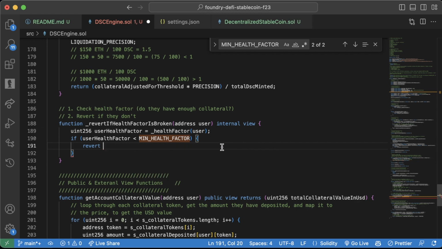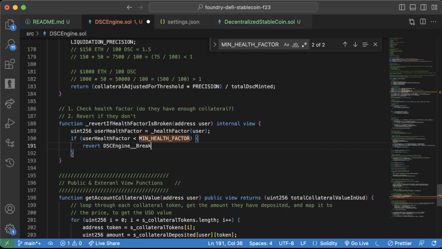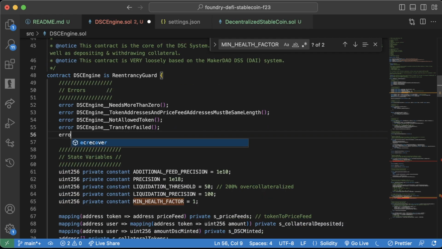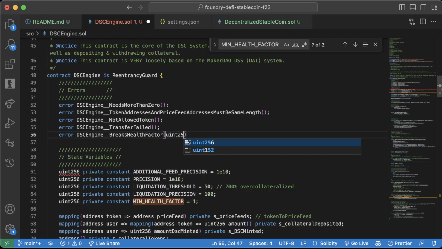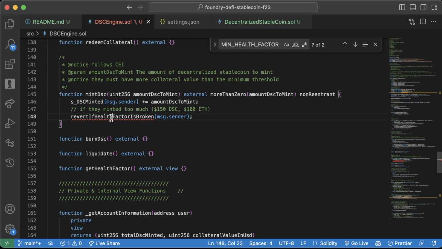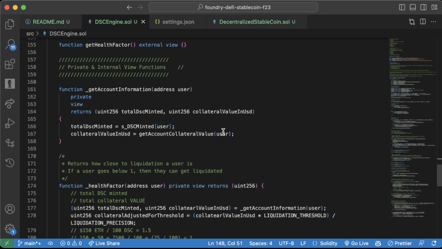We're going to do DSC engine underscore breaks health factor. We're going to pass in this health factor that we break with. Boom. New error. Scroll to the top. Error DSC engine breaks health factor, uint256 health factor. All right, looks like we still have some red here. What did I forget? Okay, revert if health factor is broken, underscore like this. Boom. Now it looks like nothing's red. Let's just make sure. Forge build. Successful. Nice.